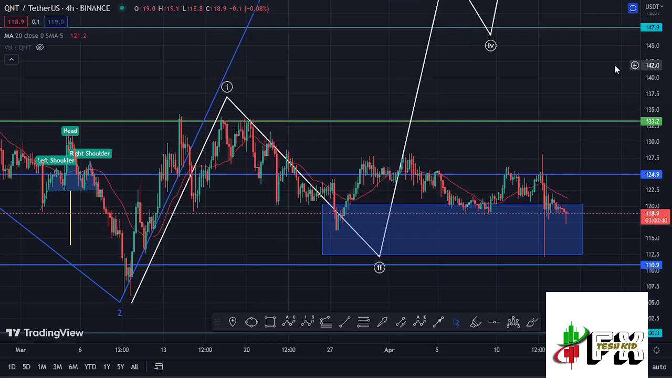Welcome back to TechKidFX for another Quant price prediction update, which at the time of this recording is holding below the 20-day MA here on the 4-hour chart, which is now acting as resistance.